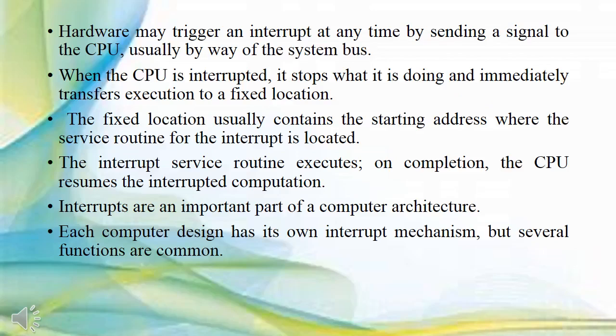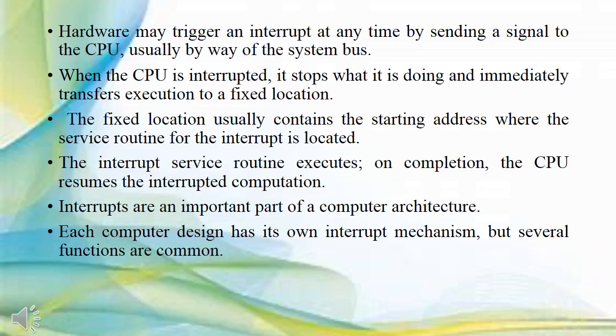Hardware may trigger an interrupt at any time by sending a signal to the CPU, usually by way of the system bus. When the CPU is interrupted, it stops what it is doing and immediately transfers execution to a fixed location. The fixed location usually contains the starting address where the service routine for the interrupt is located. The interrupt service routine executes. On completion, the CPU resumes the interrupted computation.